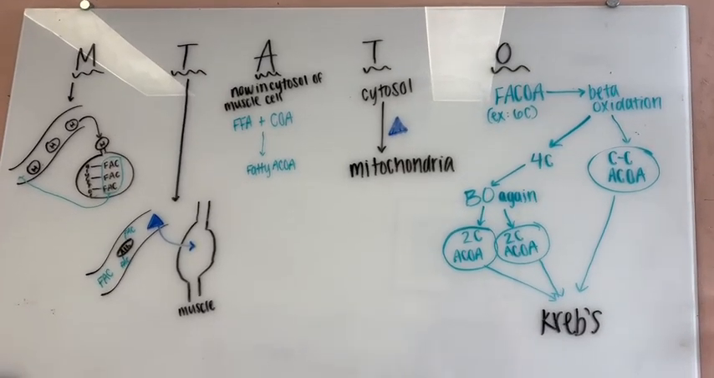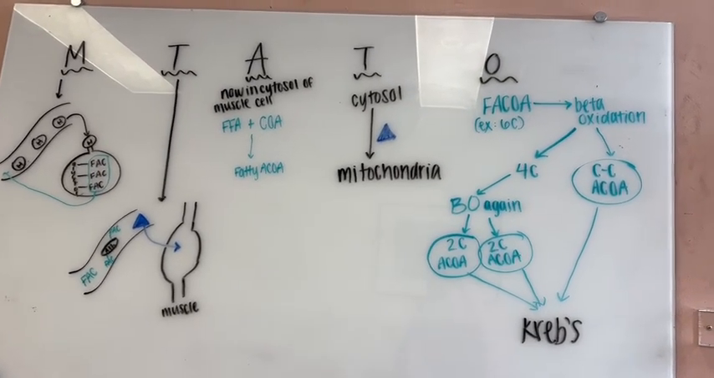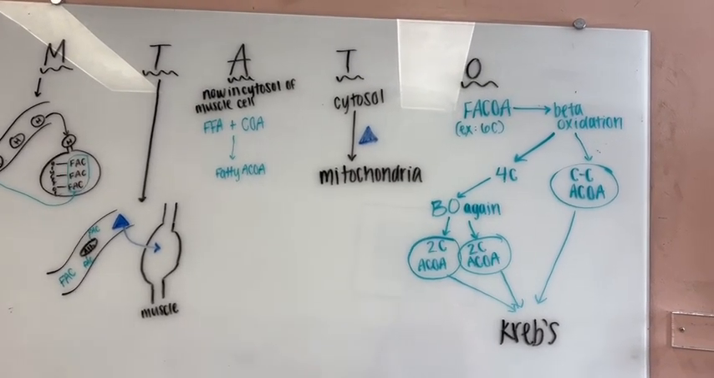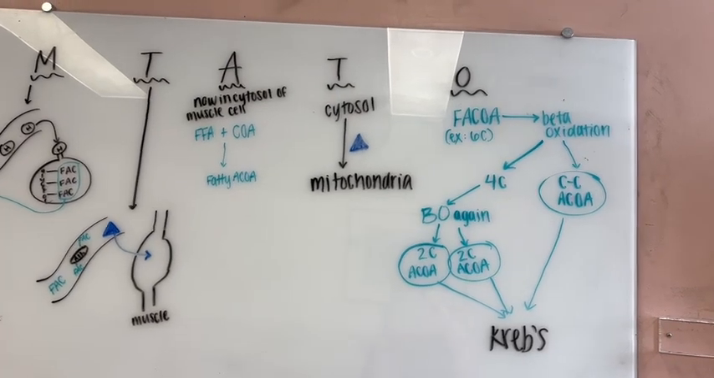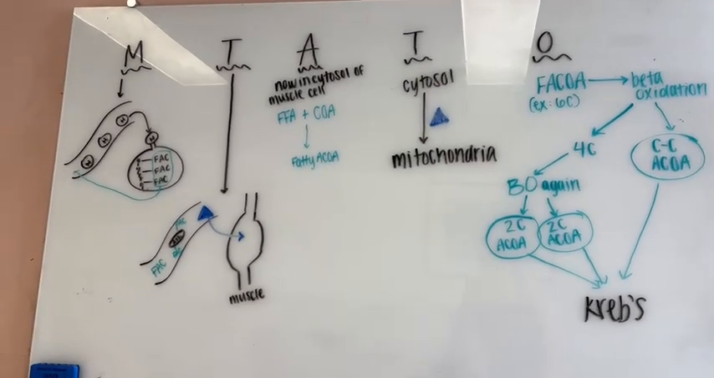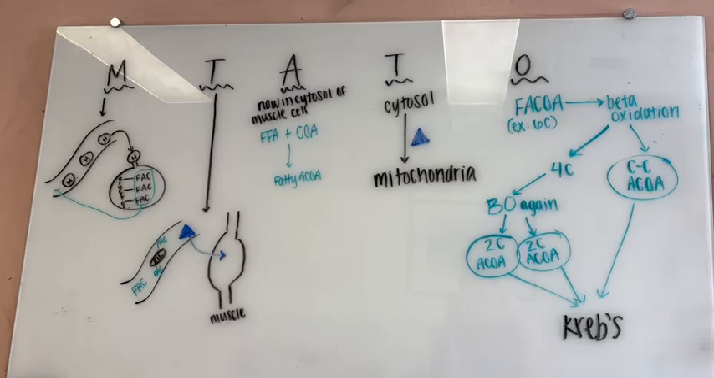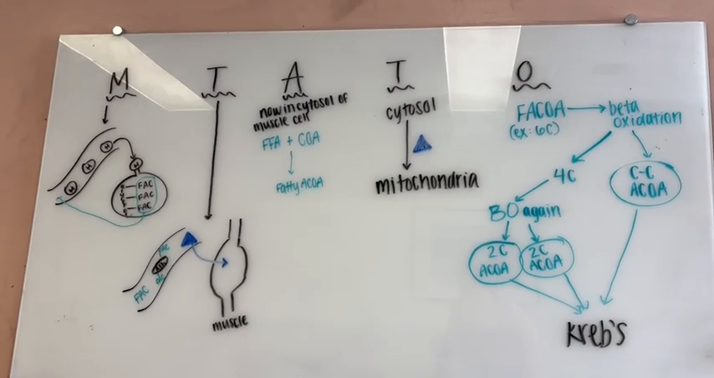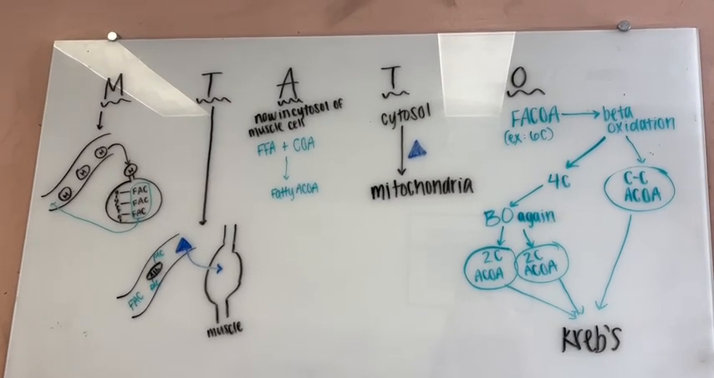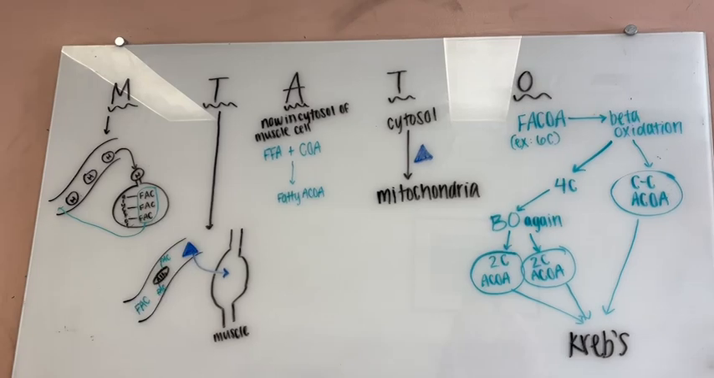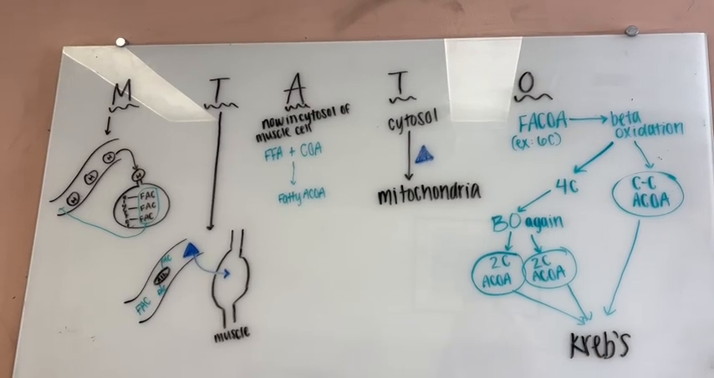Okay, so the goal of lipolysis is to try to convert a triglyceride molecule into an ACOA molecule, because those ACOA molecules can then be used in the Krebs cycle to make more ATP. And then once we have that ATP, we can contract our muscles. So the first step is going to be on the left-hand side under that M, which is mobilization.